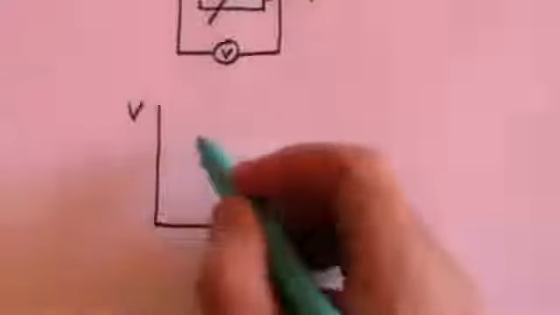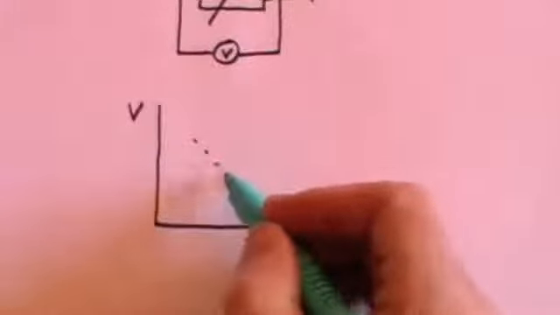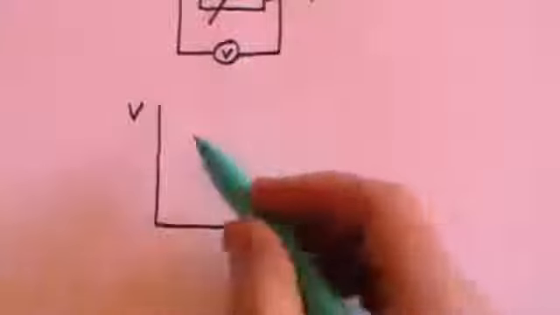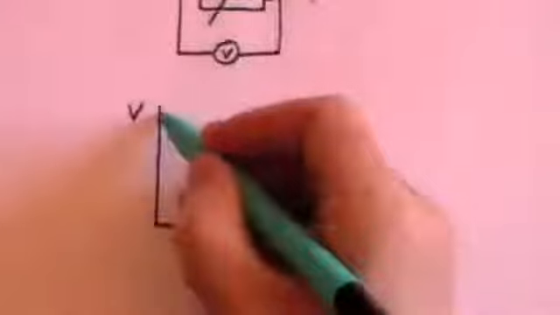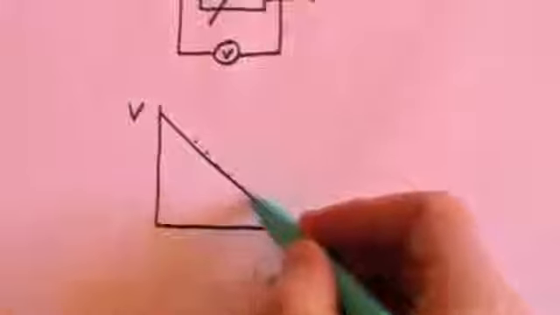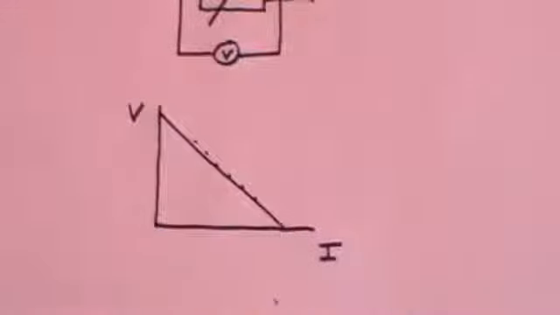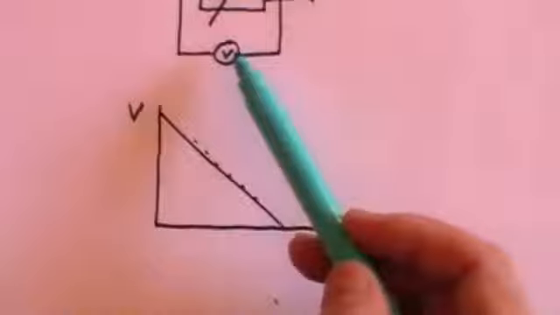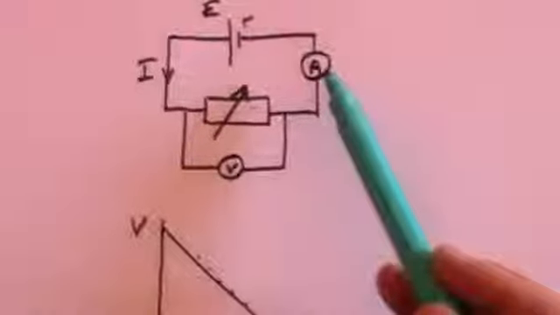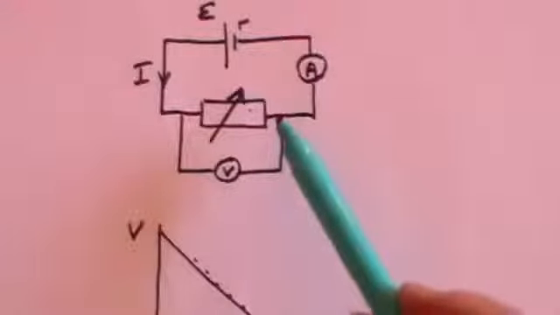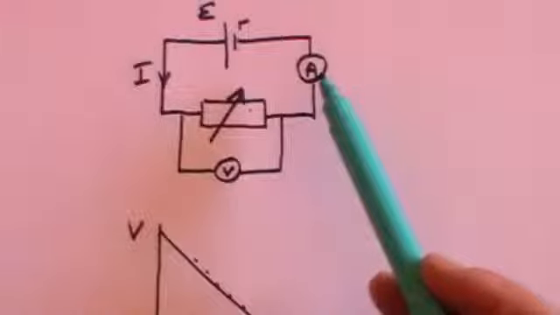And what you will get is a series of points for each value of R. You'll get a V and a corresponding I, and you'll find that those are all on a straight line which looks like that. So in other words, as V increases, the current decreases. The more the potential drop is, the smaller the current will be.